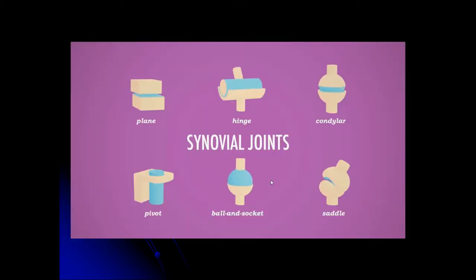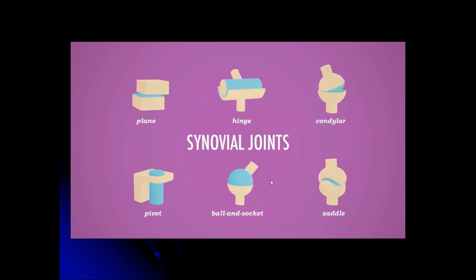Remember, the whole point of having joints is to produce movements. We went over the movements in lecture, but we're going to cover them again here. And this picture shows the movements that you can get at all of these joints. And remember, it's the shapes of the bones at the joint that determines the movements.